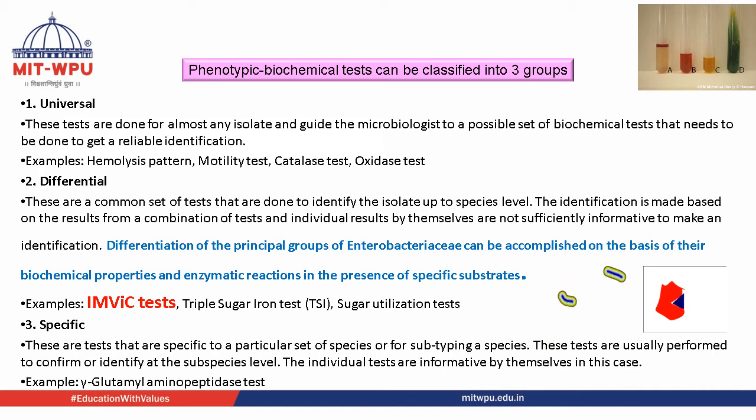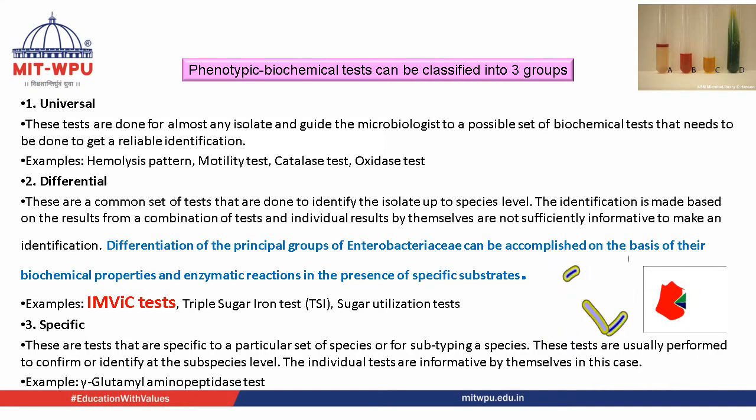Universal method, differential method, and specific methods. So what is universal? These tests are done for almost any isolate and guide the microbiologist to a possible set of biochemical tests that need to be done to get reliable identifications. For example, your hemolysis pattern, motility test, catalase test, oxidase test are very universal.